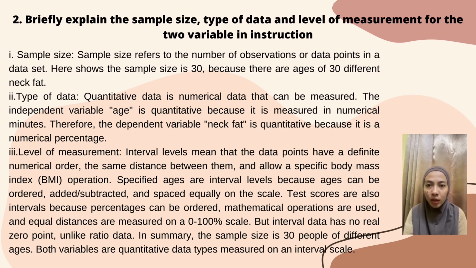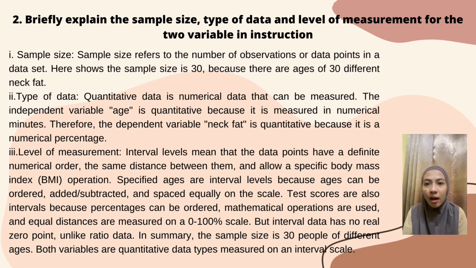Next, type of data. Quantitative data is numerical data that can be measured. The independent variable age is quantitative because it is measured in numerical minutes. The dependent variable net fat is also quantitative because it is a numerical percentage. And last, level of measure. Interval level means that the data points have a definite numerical order, the same distance between them, and allow specific operations.